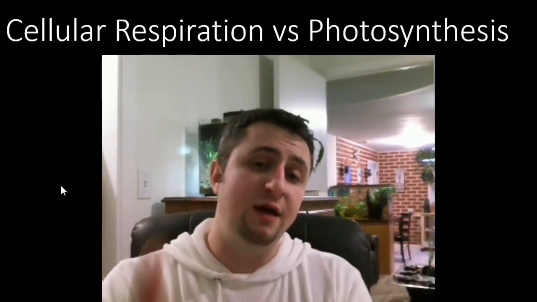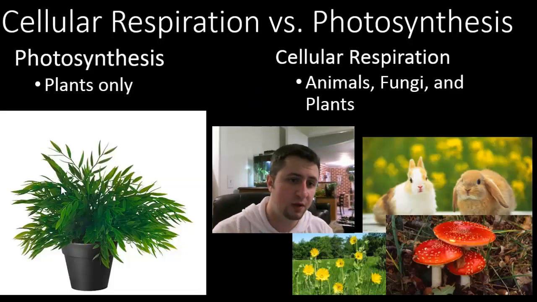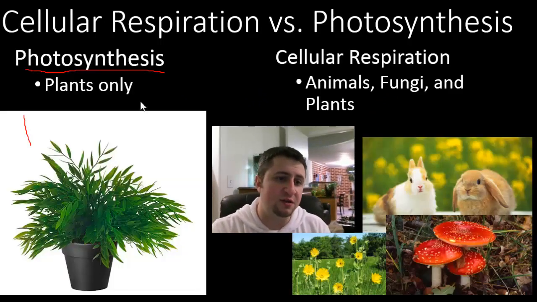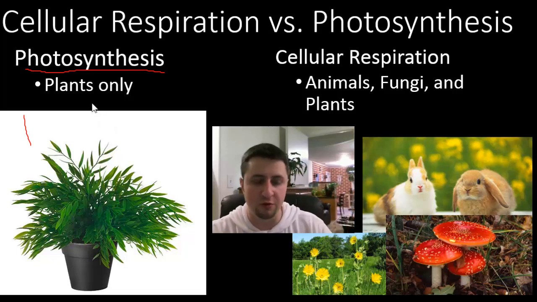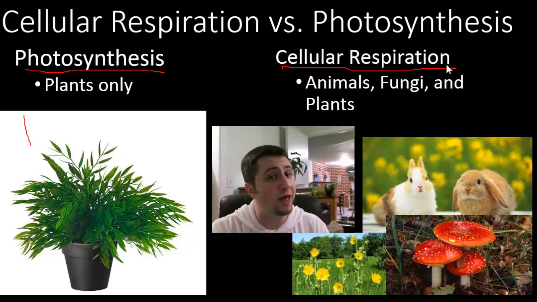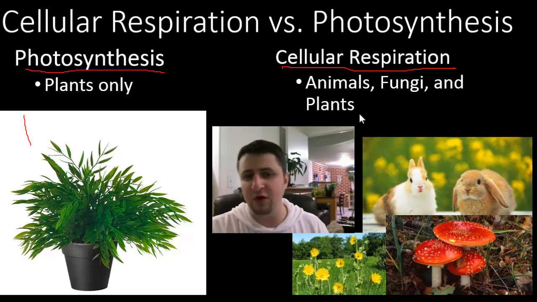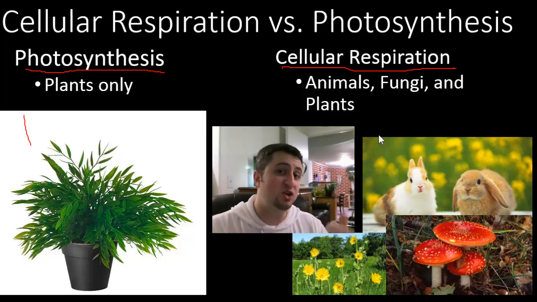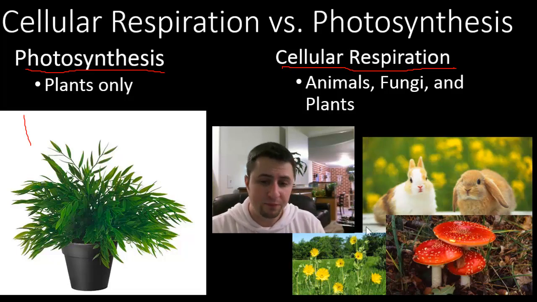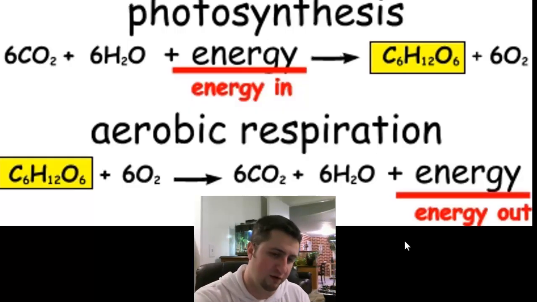Next up, I want to give you guys an overview of the differences and similarities between cellular respiration and photosynthesis. First off, photosynthesis occurs only in plants, well, and algae too, but mainly just in plants. And cellular respiration, the process of breaking down food into usable energy called ATP, occurs in animals, fungi, and plants. So animals, the ones that we're most familiar with, us, bunnies, rhinoceros, elephants, and so on, all rely on cellular respiration only to make ATP. Plants rely on cellular respiration to make ATP, as well as fungus.